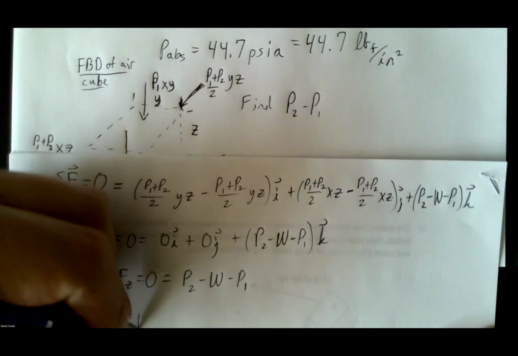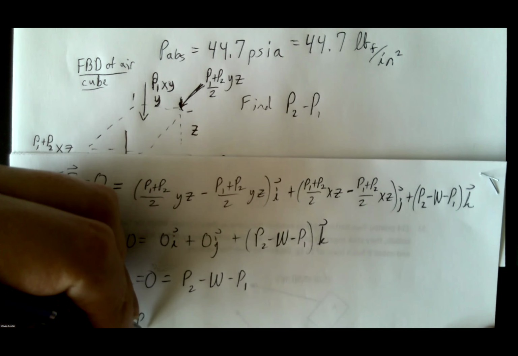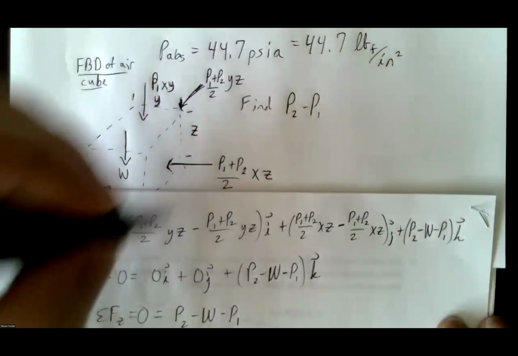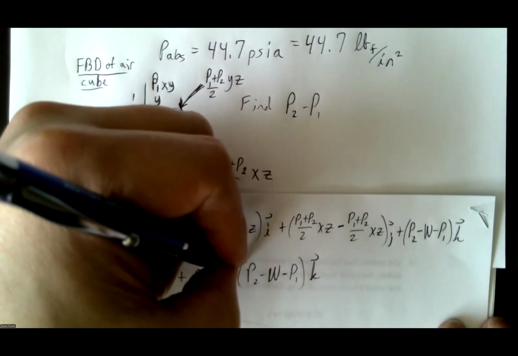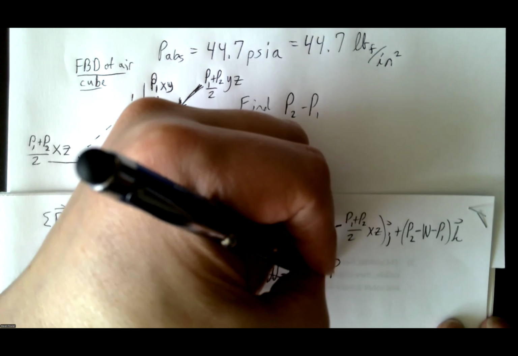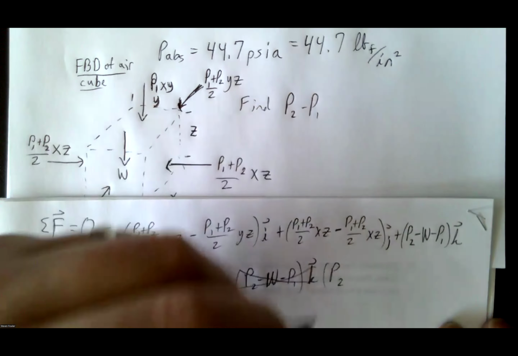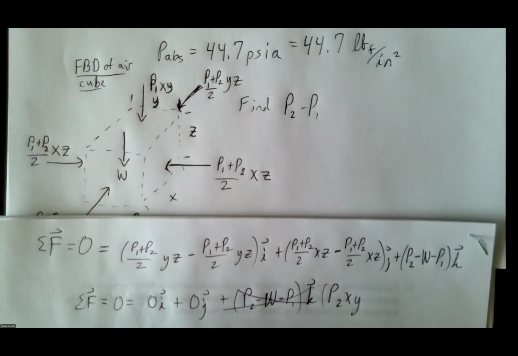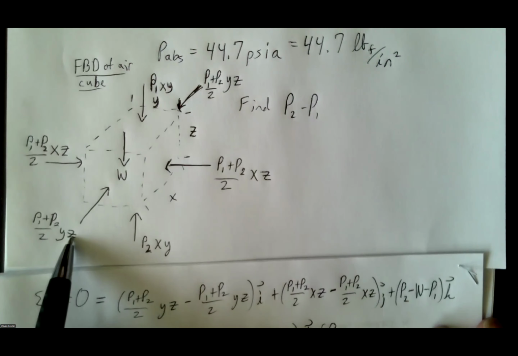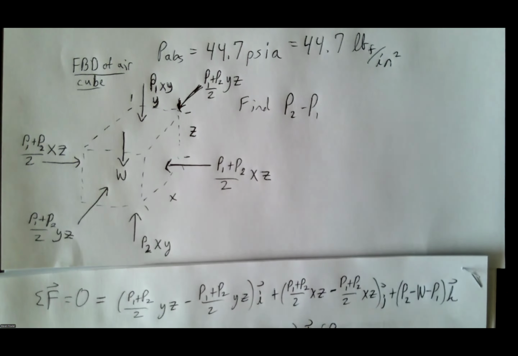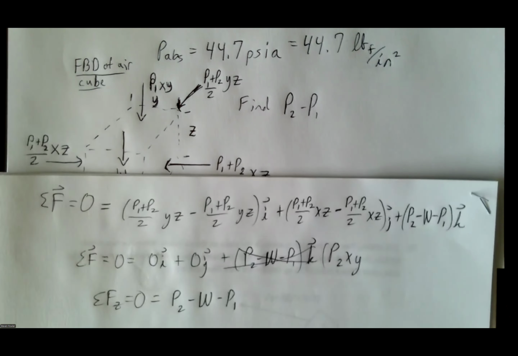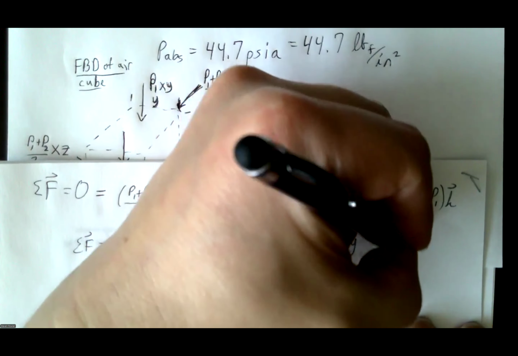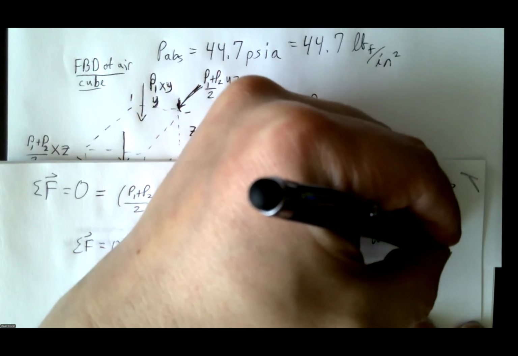So what does that mean? Oh, you know what I did? I apologize. Remember, I've got XY. I made a mistake. That happens sometimes. Remember, I've got up here XY and XY. I didn't include those up here. I was trying to save space and squeeze it all in there. It's P2XY minus W minus P1XY times k.